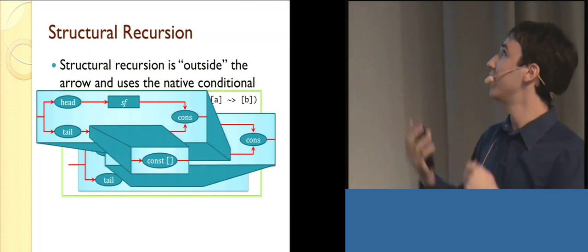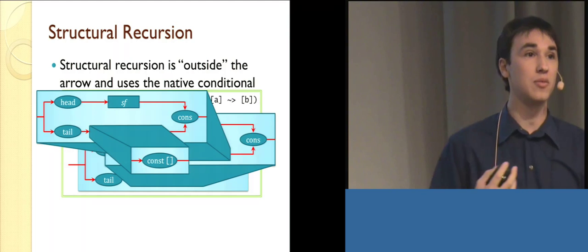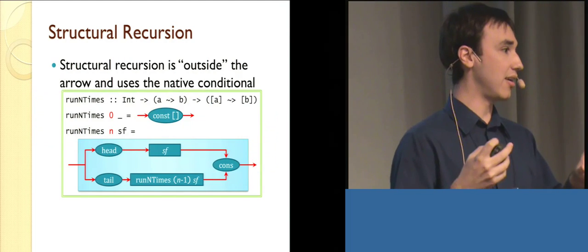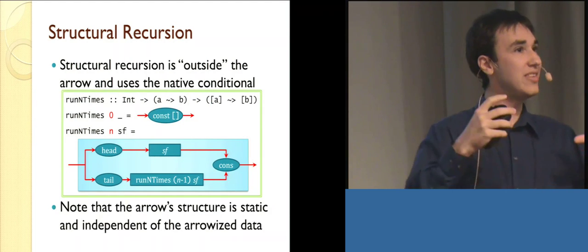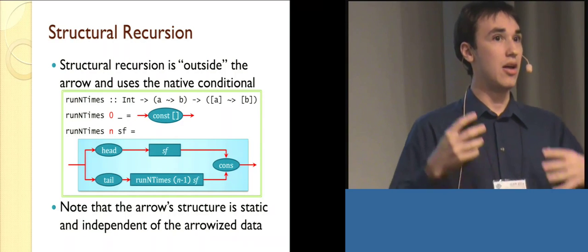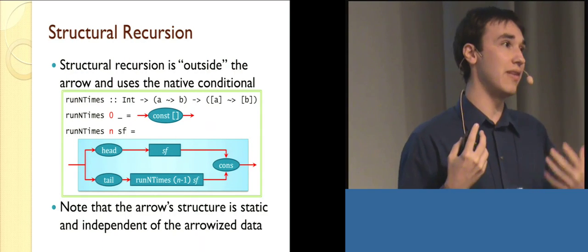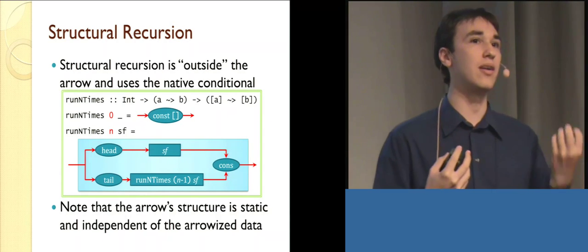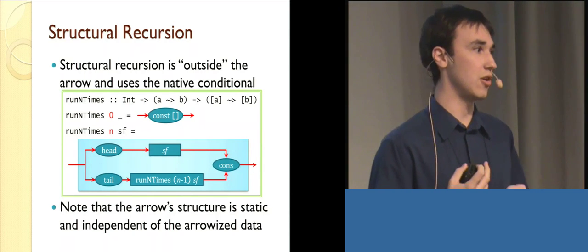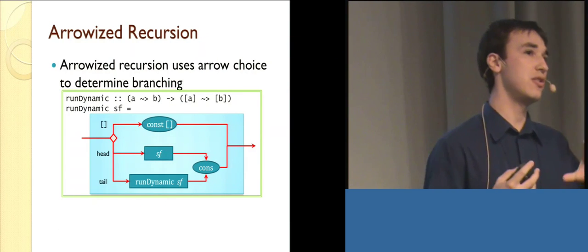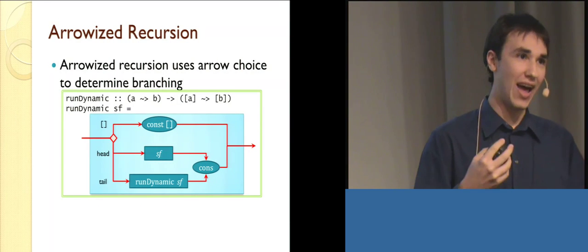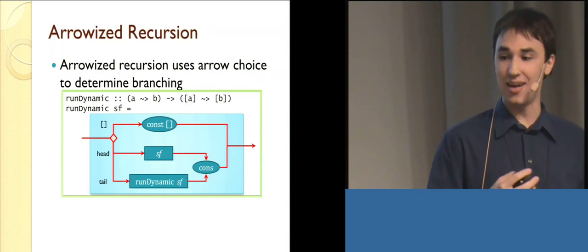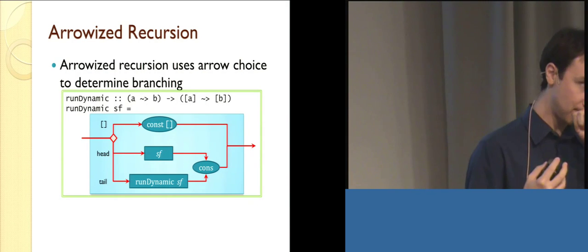And this whole thing, even though I've kind of zoomed in and confused it a little bit, is one static arrow, right? It's one static structure for the whole thing. The structure is not dependent on the values on the wires, like with switch. It's only dependent on a value outside of the arrow structure. So arrowized recursion is a little funny. As much as I've been advocating a totally static design, it's a little dynamic.